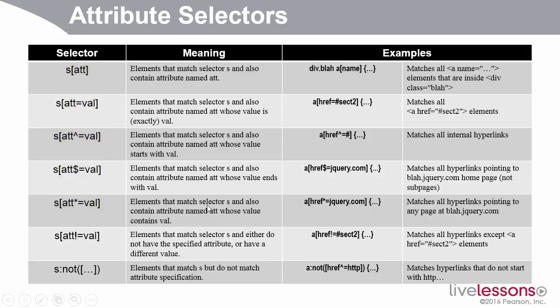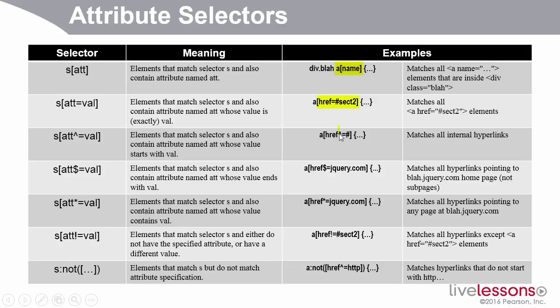So let's give a few examples. If I say a square brackets name, search for an a element that has a name attribute. I don't care what that name attribute is, just that it has one, because normally a uses href, not name. If I use equal sign, it says match it exactly. So search for an a element that has an href whose value is exactly #sect2.